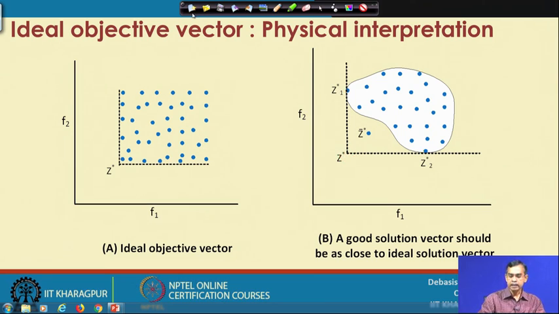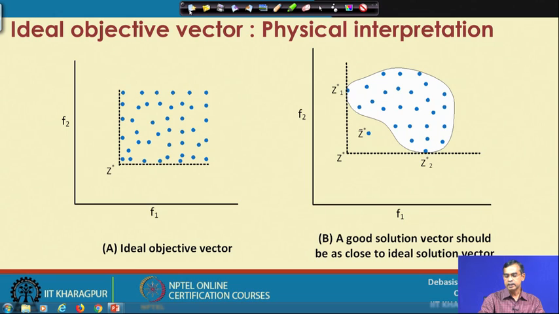Now, this is the case if we have, suppose this is the search space, that means we find many solutions in this region. Then definitely this is a trade-off solution. That means it is good with respect to f2, but not good with respect to f1, and vice versa. Now, if there is any other solution which is very close to this ideal solution, then we can say this solution is more preferable than any other solution in the search space.